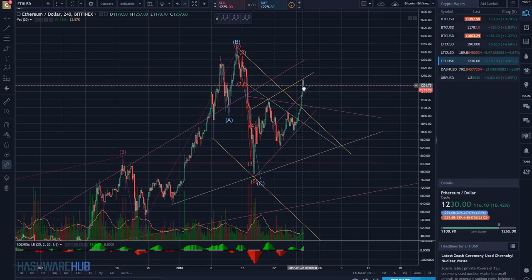That's not to say that this could not continue to shoot up. That very well could happen. I just feel that the probability of that happening is pretty small. It's not like 1% or 5%, but it's also not a 50% probability that it's going to run up here. I think it's a lot smaller than that.